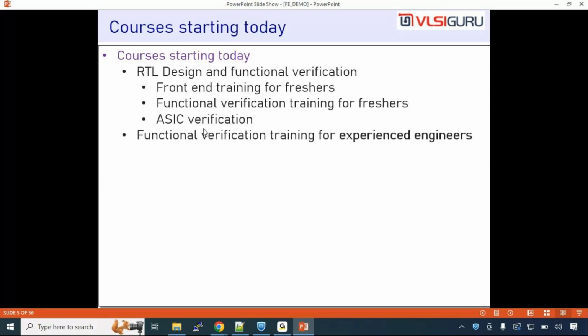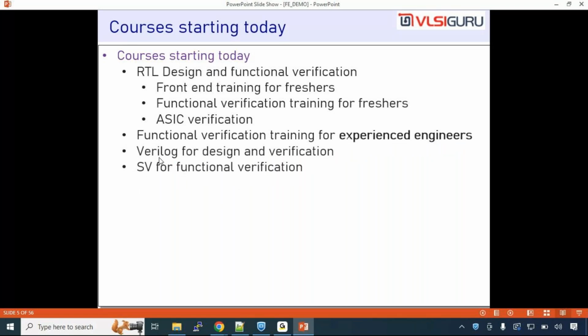Other than that, we are also starting a course for experienced engineers, functional verification for experienced engineers. Someone who is working in the industry doesn't get the entire flow exposure. Let's say you are working on a project at Qualcomm. They don't get to work on everything from the specification till the verification completion. They only work on one small aspect of the project. So in this course, that kind of experienced people get that entire exposure, in a more in-depth manner.